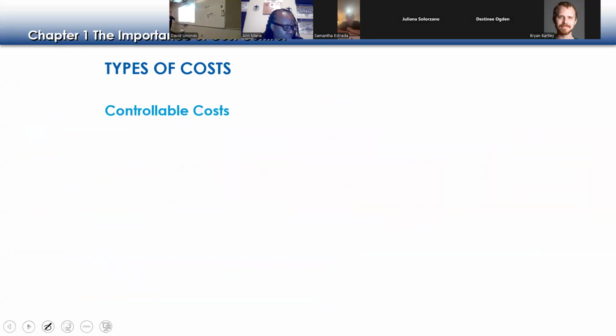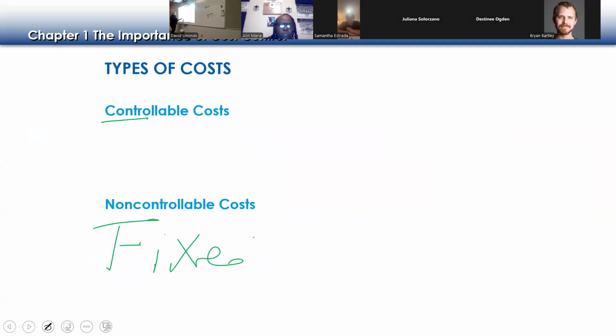All right. So now we have two different categories of costs, things that are within our control and things that are outside of our control in the short term. Okay. So these are your fixed costs and these are your variable costs.